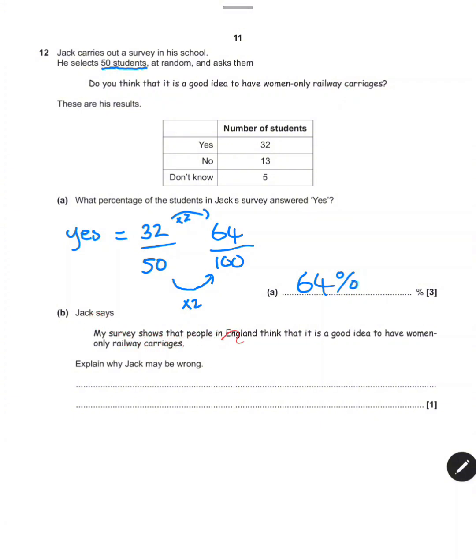Jack goes on to say, survey shows people in England think it's a good idea to have women-only railway carriages. Well, Jack only asked 50 people. So his survey, or his sample, is too small.